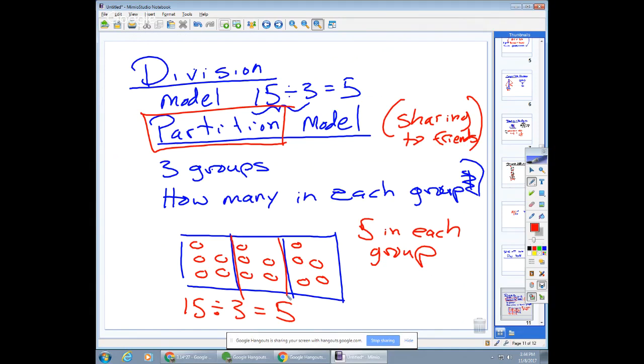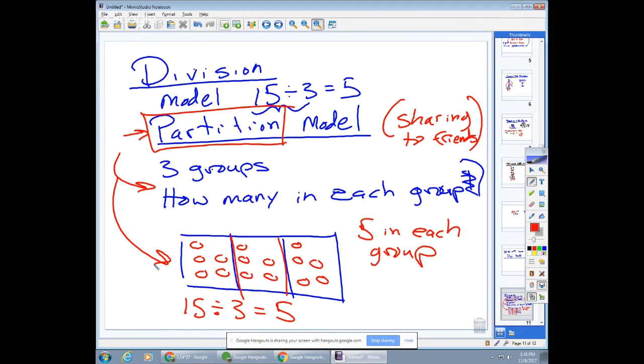So again, when you do your model, it's a good idea to state which model you're using, and then that model leads to a question. The question should then lead you to draw some kind of picture, act it out somehow to demonstrate what the answer is. But the model tells us what division means. Division means make some groups and then split up into those groups.